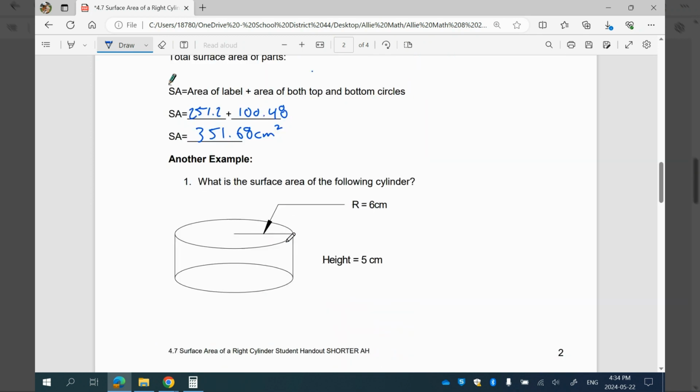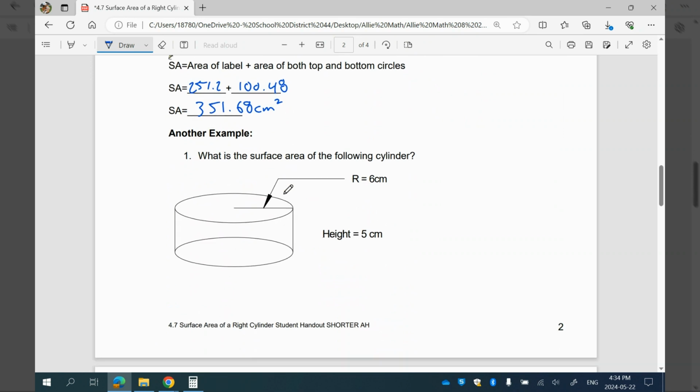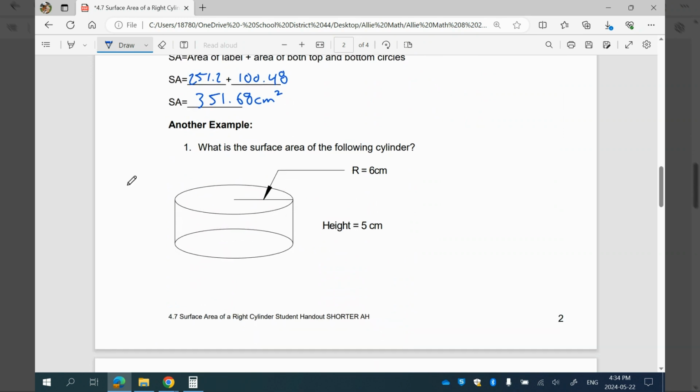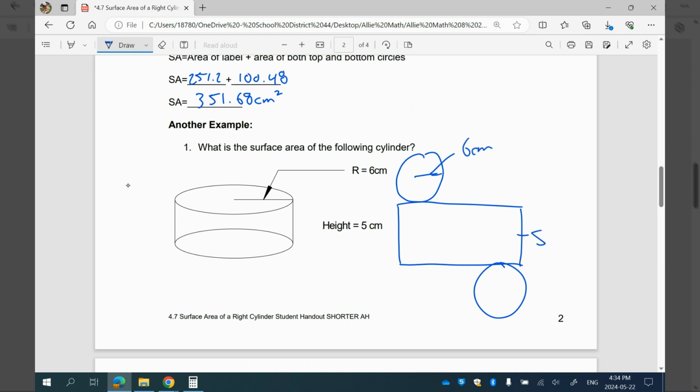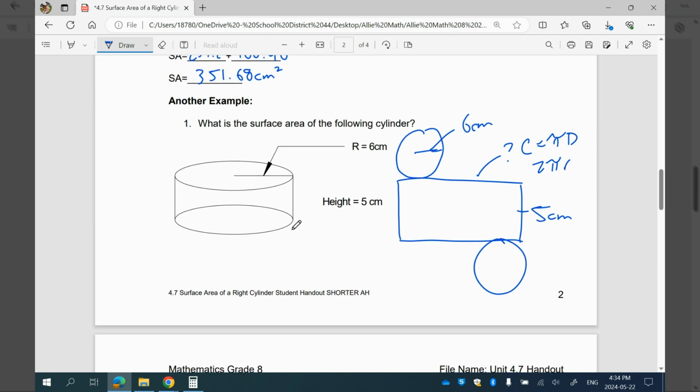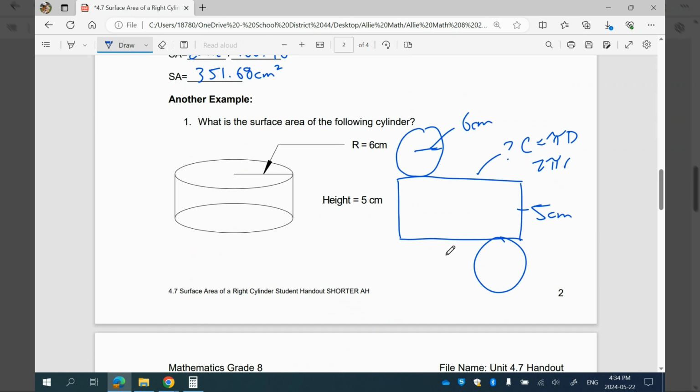So now let's do another example together. What's the surface area of the following cylinder? We know the radius and we know the height. So we've got another cylinder that looks something like this. We know the radius is 6 centimeters. We know the height here is 5 centimeters. We don't know this yet. That's going to be our circumference, which we know is pi times diameter, or 2 pi r. So let's find the surface area of all of these parts and add them all up.